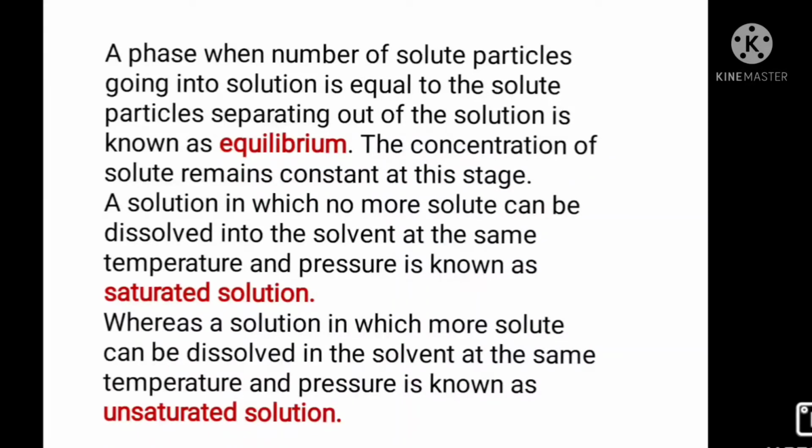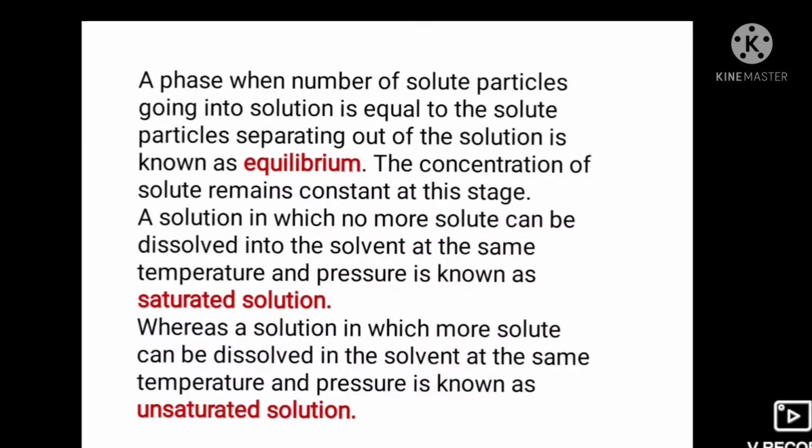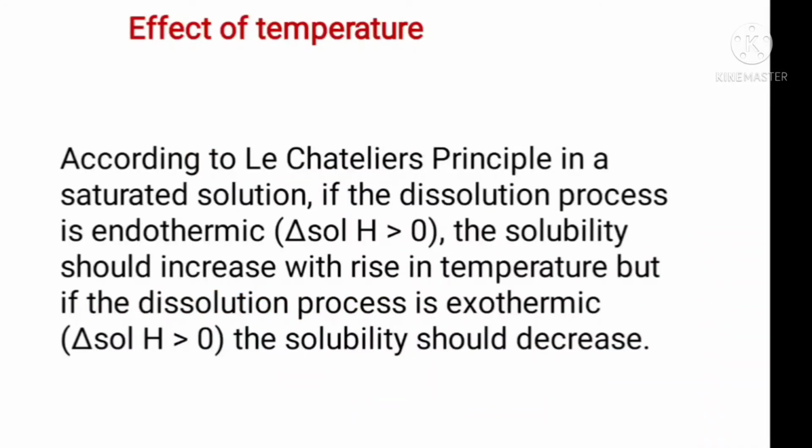That means if we add sugar continuously, at a particular stage it cannot dissolve any more sugar in a given mass of the solvent. Then it starts to settle at the bottom of the container. That is a saturated solution, because it cannot accept any more of the solute at a constant temperature. Whereas a solution in which more solute can be dissolved in the solvent at the same temperature and pressure is known as an unsaturated solution.